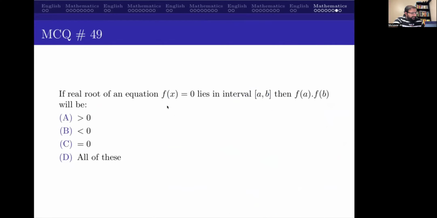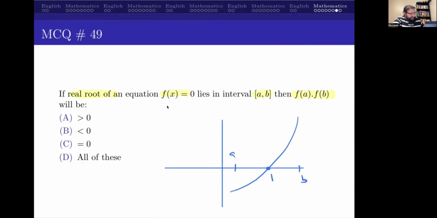48. Now 49: if we have a function on this interval and there's a real root of this function, what is the value of f of a times f of b? So we'll apply the intermediate value theorem. It says that if you have a function, maybe something like this, and there's a point A and a point B, and there's a real root of this function. A real root means a value x star where the function vanishes, or the value of the function is 0.